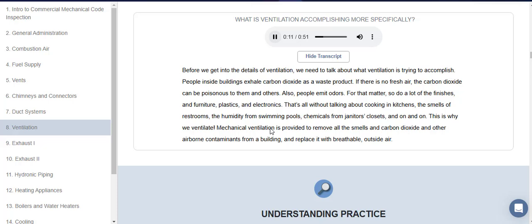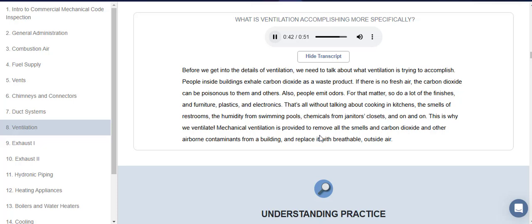People inside buildings exhale carbon dioxide as a waste product. If there's no fresh air, the carbon dioxide can be poisonous to them and others. Also, people emit odors. For that matter, so do a lot of finishes and furniture, plastics, and electronics. That's all without talking about cooking in kitchens, the smells of restrooms, the humidity from swimming pools, chemicals from janitors' closets, and on and on and on. This is why we ventilate.